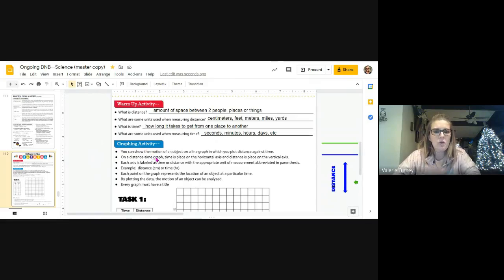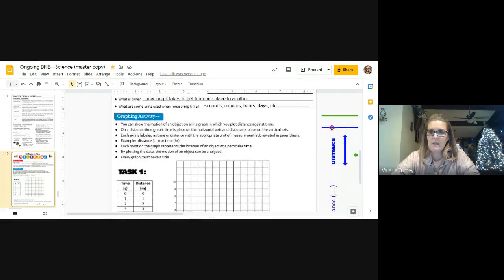Graphing activity. You can show the motion of an object on a line graph in which you plot the distance against the time. On a distance time graph, which is what we're going to be focusing on for the next few days, time is placed on the horizontal axis, so horizontal, this way, and distance is placed on the vertical axis. Vertical is up and down, horizontal is this way. Each axis is labeled as time or distance with the appropriate unit of measurement, abbreviated in parentheses. Example, if it was distance in centimeters, it would look like that. If it was time in hours, it would look like that. Each point on the graph represents the location of an object at a particular time. By plotting the data, the motion of an object can be analyzed. And then every graph must have a title.